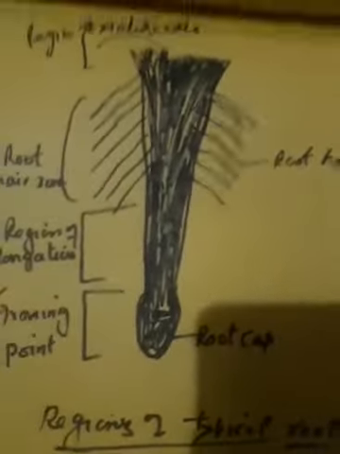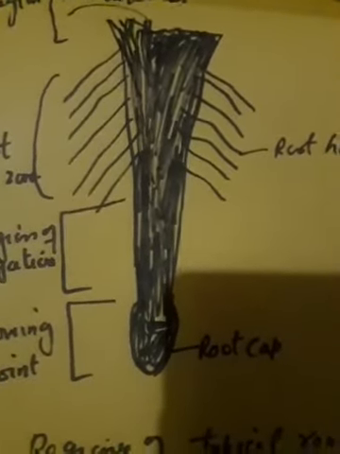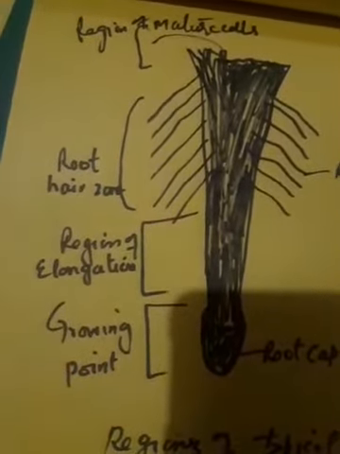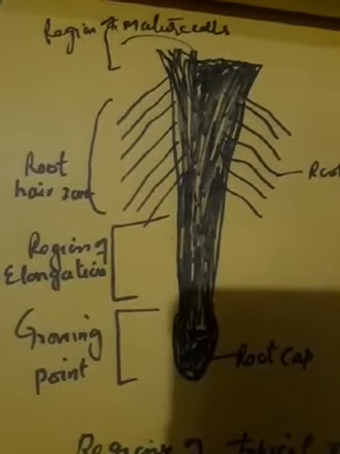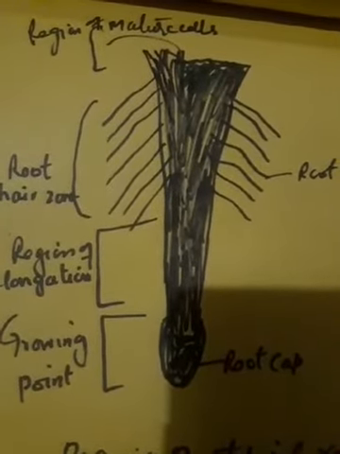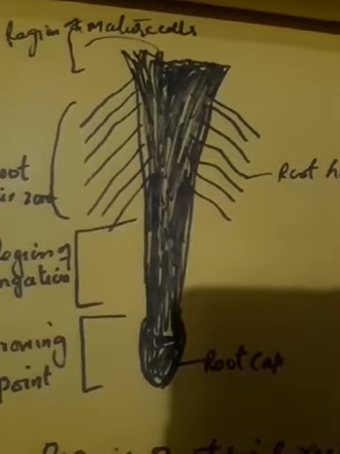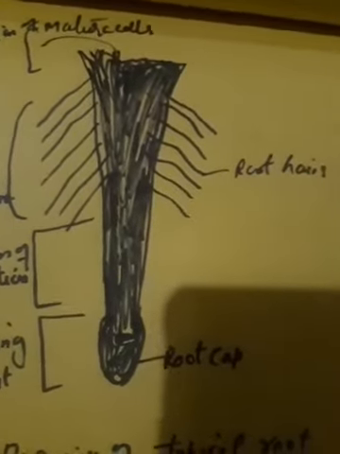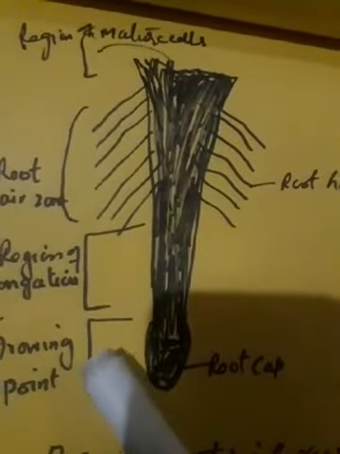The second region of the root is known as the growing point or meristematic zone. It is about 1 mm in length. The growing point of the root is subterminal and lies protected below the root cap. It is made up of compactly or closely arranged small, thin-walled, isodiametric meristematic cells which have dense protoplasm. They undergo repeated divisions.